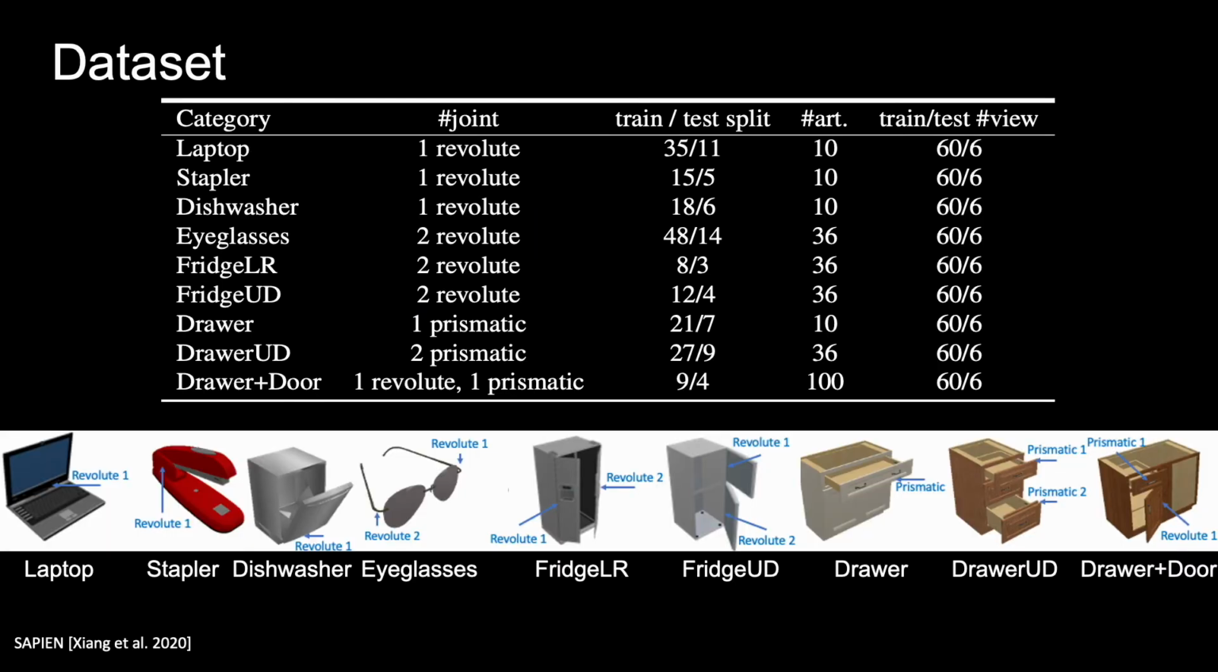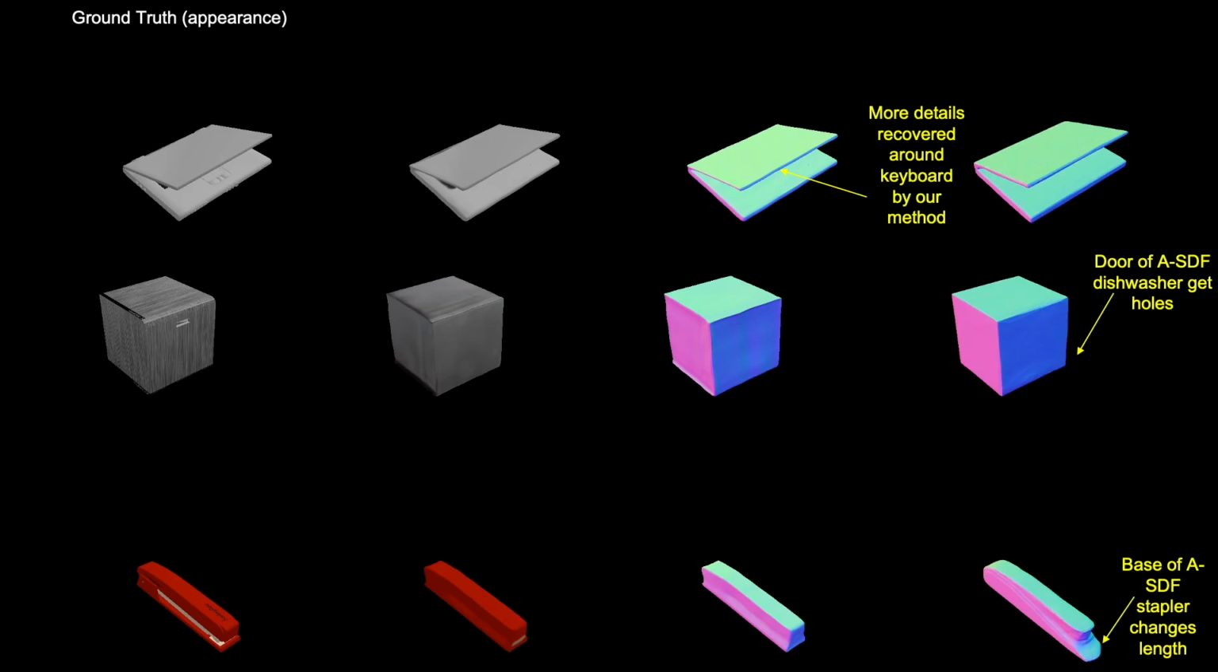We train our model on Sapien, a public domain synthetic dataset containing over 2,000 articulated objects. We select 9 categories with representative joint types and a sufficient number of instances. We first show testing results on synthetic data. We compare ground truth, our appearance and geometry, as well as ASDF geometry.